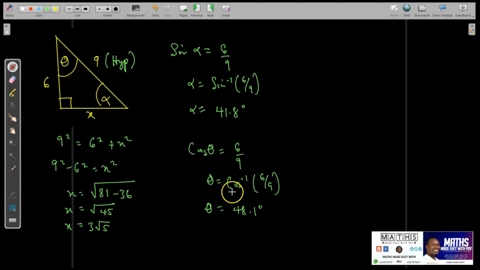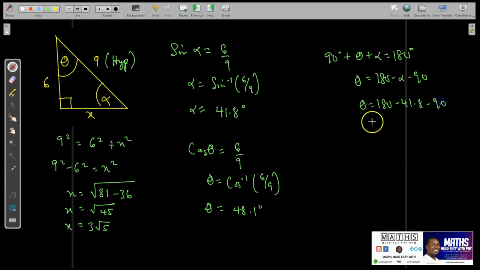But remember, this is a right angle triangle. So as I said early on, you could have also said that 90 degrees plus theta plus alpha should be equal to 180 degrees. And you were looking for theta and you knew alpha. So theta would be equal to 180 minus alpha, then minus 90. And theta will be equal to 180 minus my first value, which is 41.8, then minus 90. And you have to get the same answer. Please, what answer are you going to get?